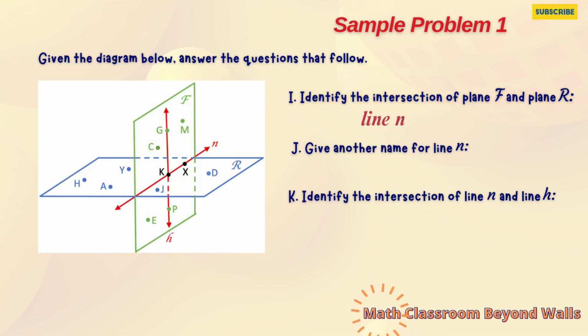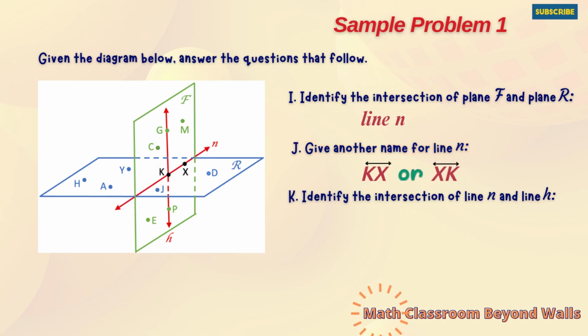We move now to question J. We're asked for another name of line N. We will look for line N first in our diagram and then look for 2 points on line N. Remember that 2 points name a line. Let's go. So, the other name of line N is line KX or line XK.